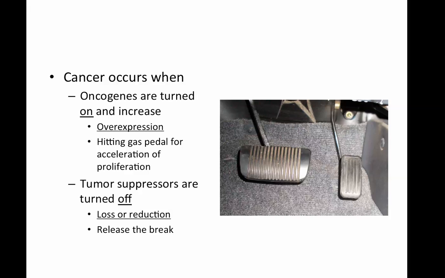In cancer, what we see are tumor suppressors actually lose their activity. So we see a loss of the tumor suppressors, or a downregulation of the tumor suppressors, or the tumor suppressors get mutated in a way that they're no longer functional. And tumor suppressors are like the brake pedal. They tell the cell to stop dividing.